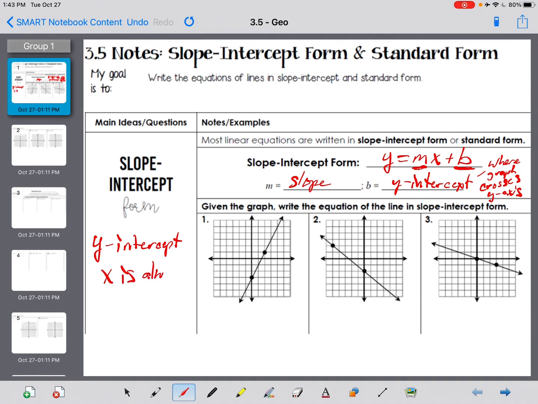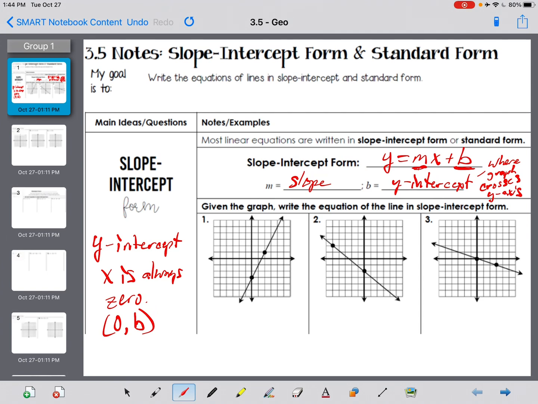Okay. More information on the y-intercept. Good things to know. X is always 0. So 0, b. That's the y-intercept. X is always 0. So if you see a coordinate and x is 0, it's a y-intercept. It's on the y-axis somewhere. It could be used as your b.